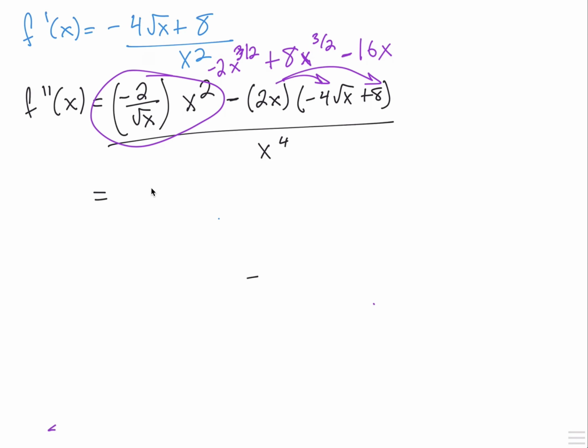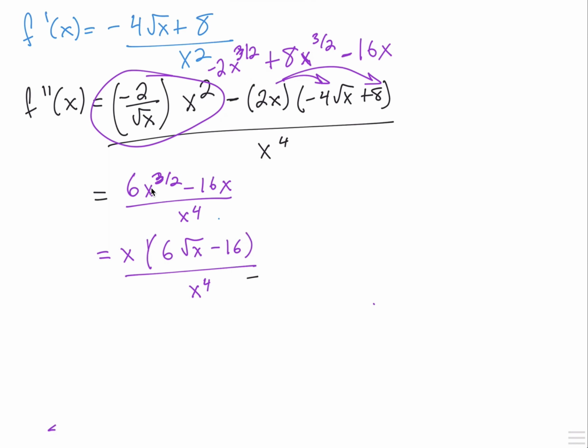Okay, so then if you simplify this, you're going to end up with 6. Well, that's fine. I'll do it in 2 steps. So 6x to the 3 halves, right? Minus 16x over x to the 4th. But this we actually can simplify a little bit, right? So if I factor out an x, you would get 6 root x minus 16 over x to the 4th. And so then this x cancels with one of these. And so finally in the end, you have 6 root x minus 16 over x to the 3rd. All right, so it's pretty easy to make a mistake in there, right? A lot of little steps.